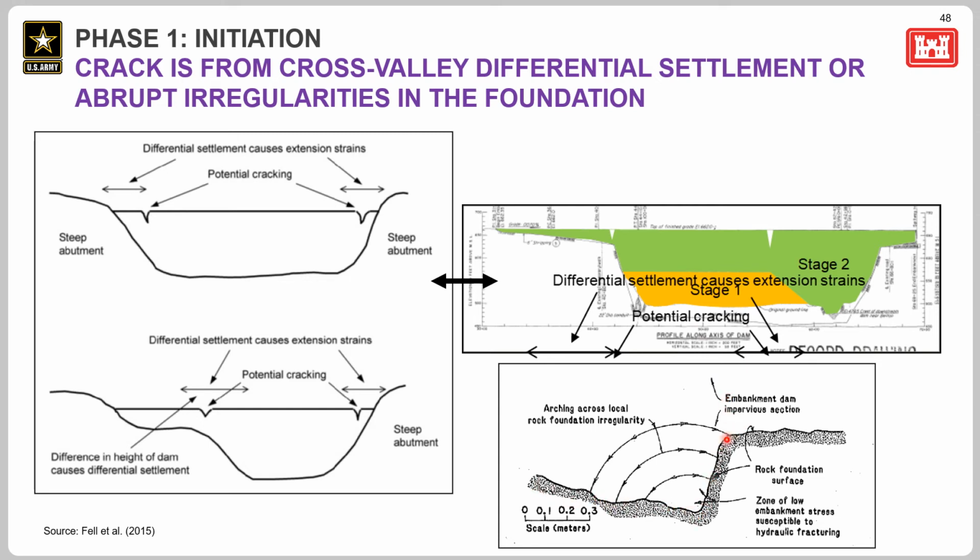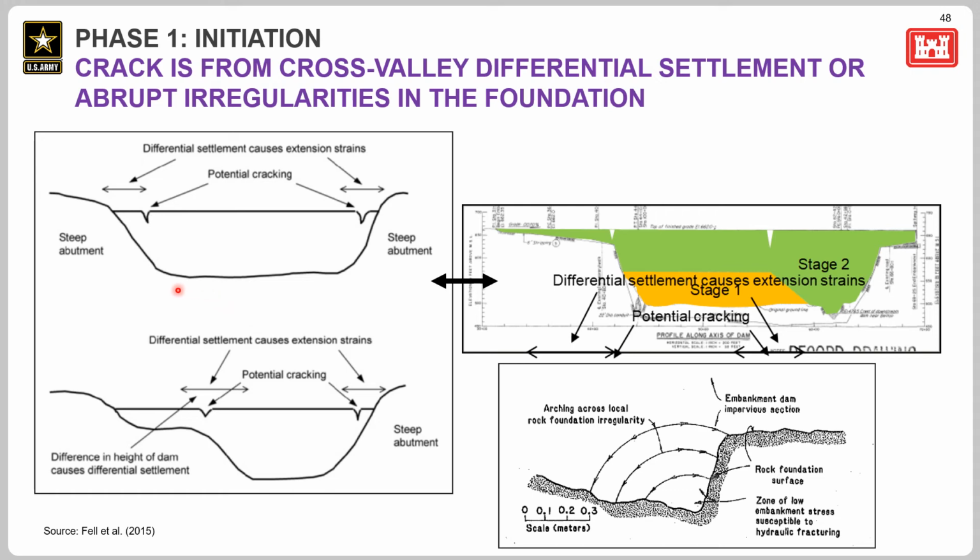So this is a smaller scale feature that might occur somewhere like here or here, that results in arching across that abrupt change and an area of low stress that also may be susceptible to hydraulic fracture and cracking. So differences in the foundation compressibility can also lead to fracture. So same thing.